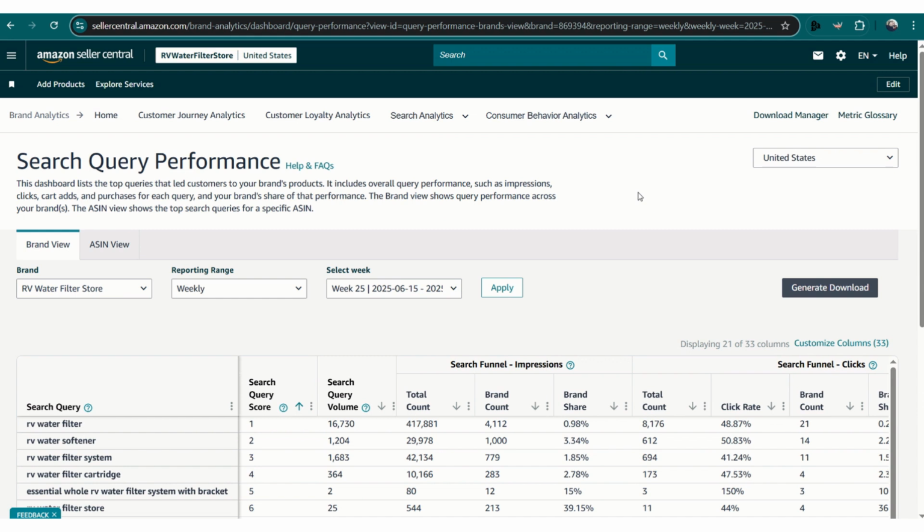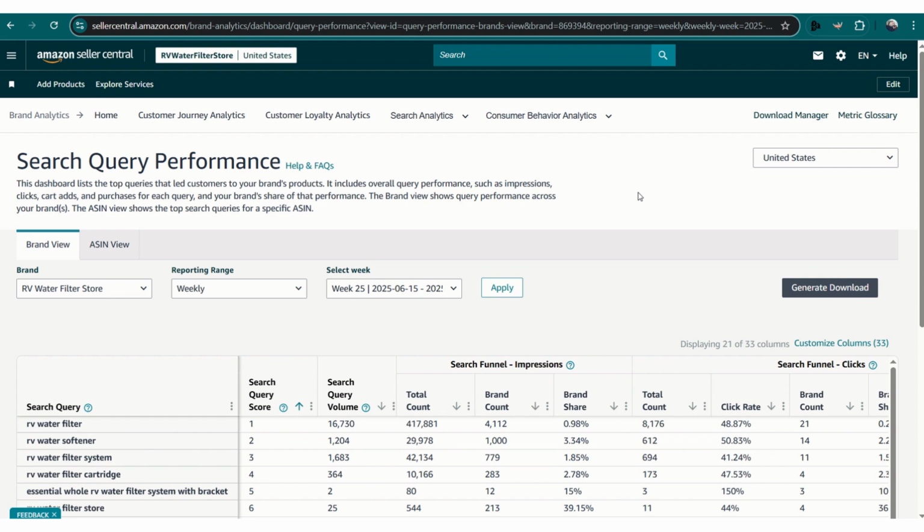This time series analysis helps distinguish between temporary spikes and sustainable search term relevance, providing a more reliable basis for campaign and listing optimization. It allows sellers to focus on high-impact keywords that remain relevant over the long term rather than chasing volatile trends.